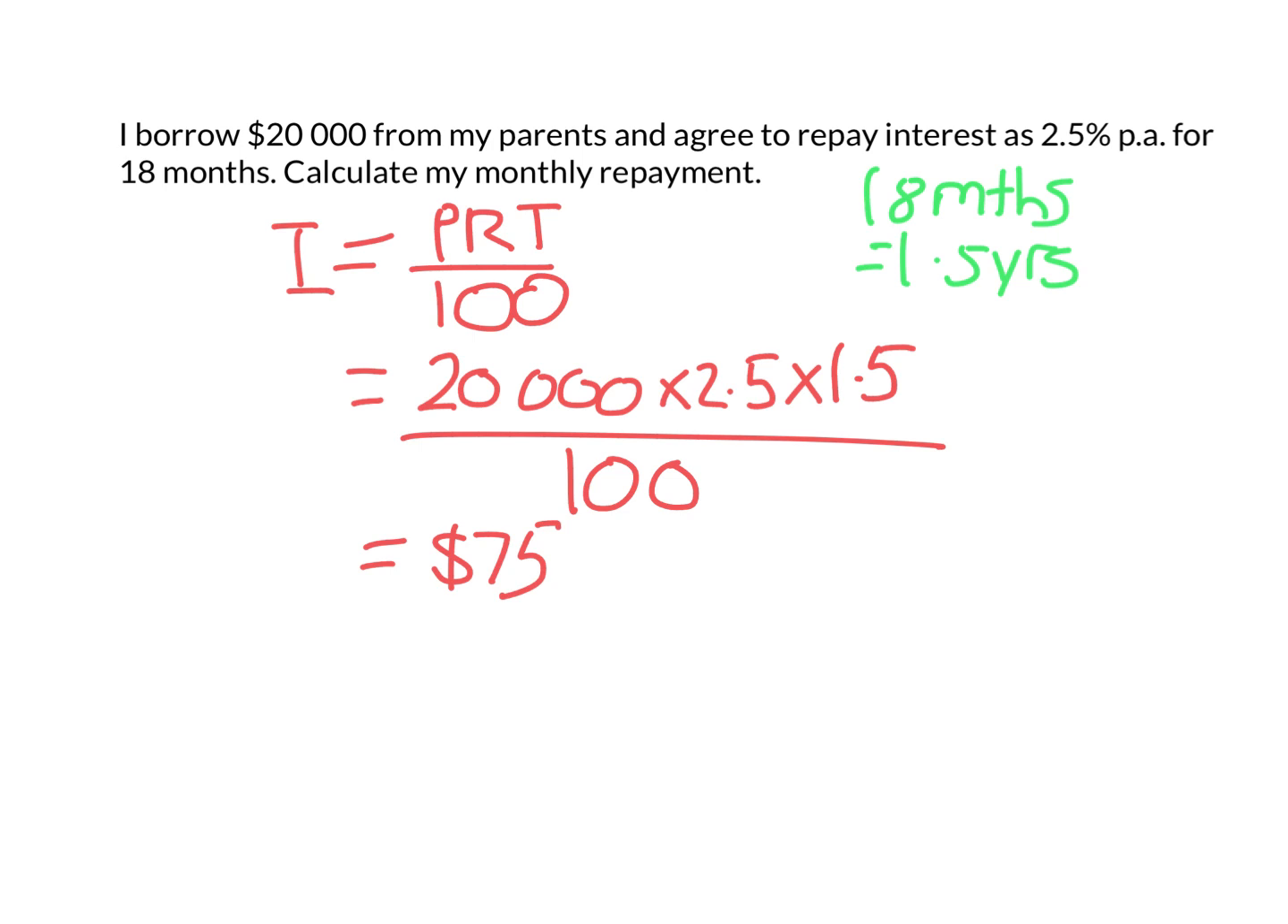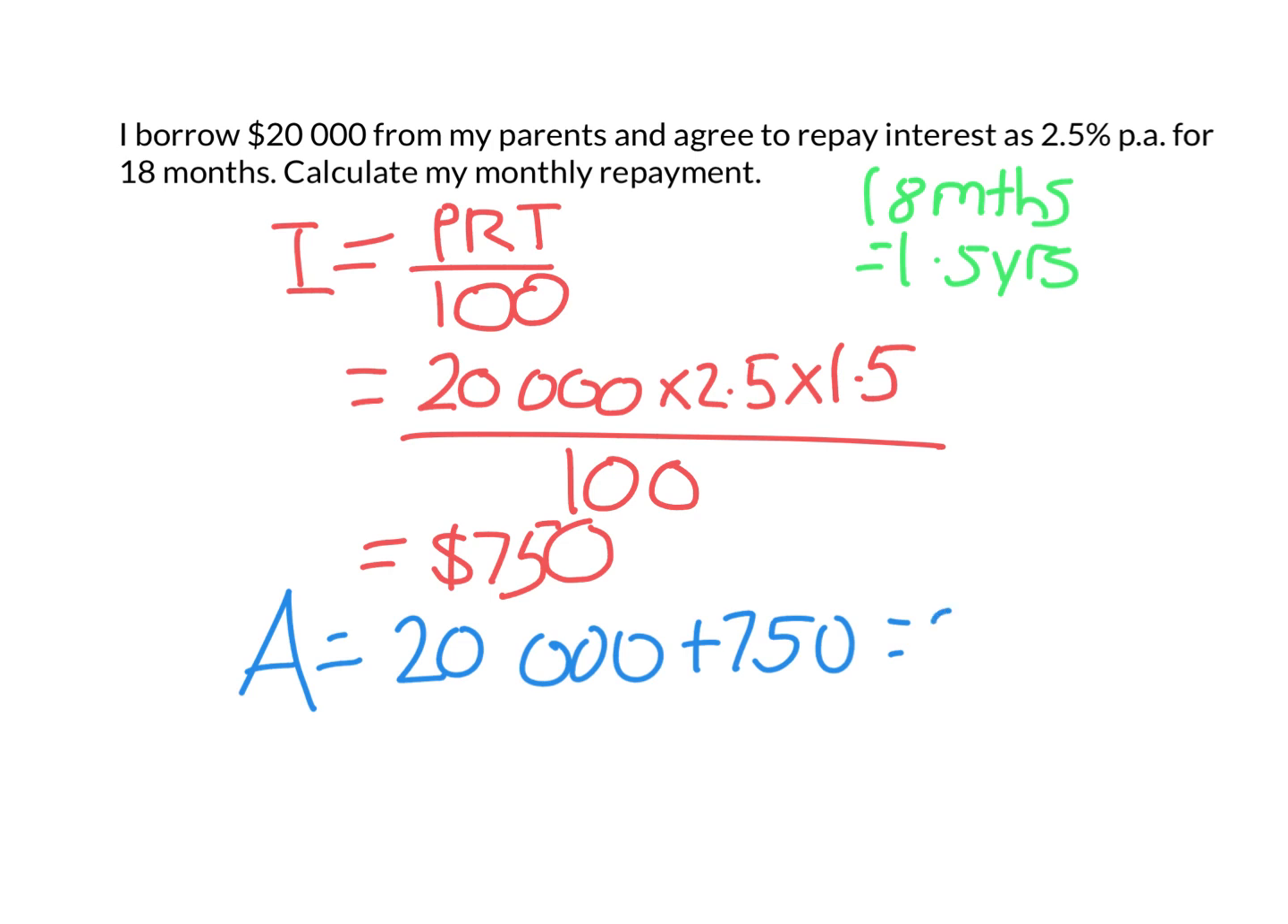Now, sometimes people make a mistake here. They think, okay, cool, then the repayment will just be $750 divide 18. But that's not how it works. It would be great if you took out a loan and you only had to repay the interest, but you don't. The total amount you have to repay is the principal, $20,000, plus the interest. So in this case, I would actually have to pay $20,750.